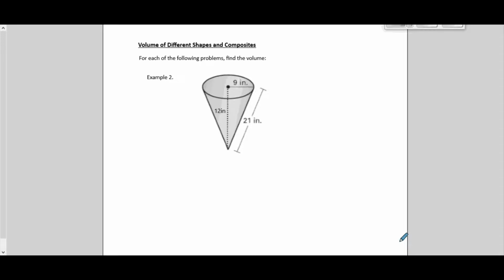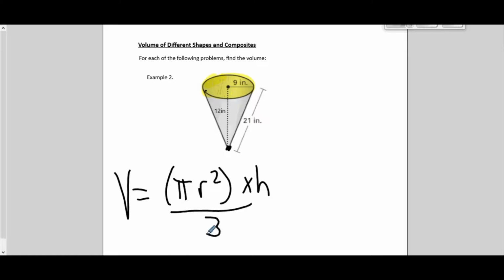So example 2, remember first identify the base shape. So I'm going to highlight the base shape. Pause the video to copy the shape down if you need to. So here's my base shape. I highlighted it in yellow. So that's a circle. So I know the volume formula for this. This is a cone because it meets at a point here. So the volume formula is going to be pi r squared times h divided by 3.